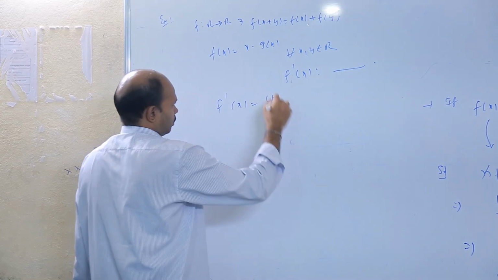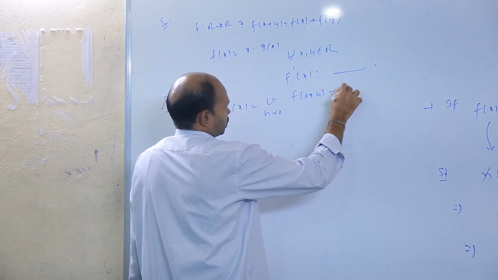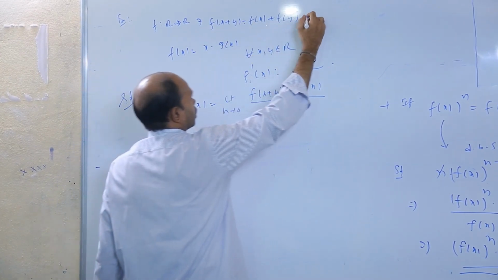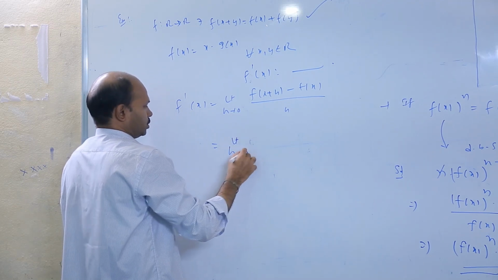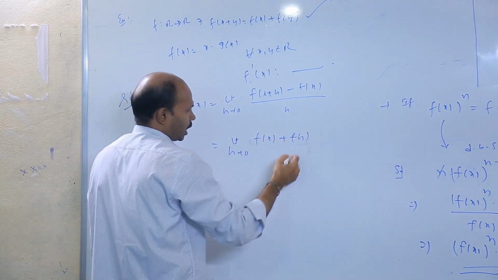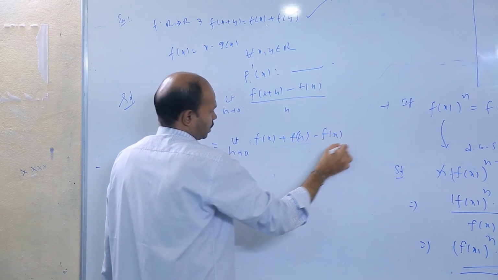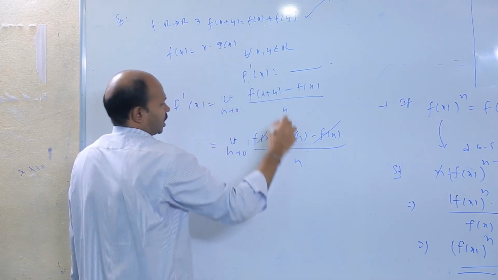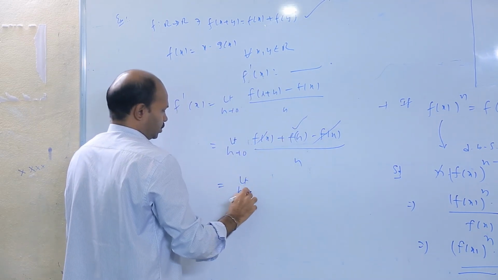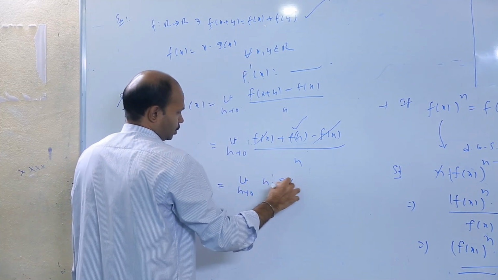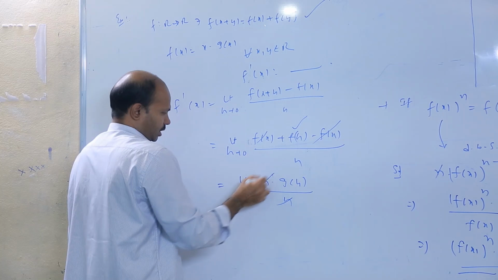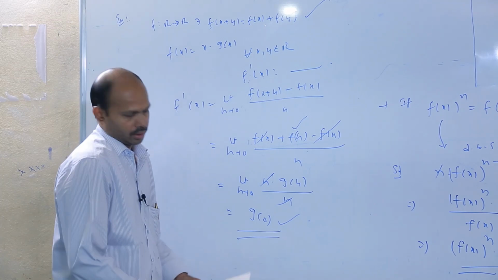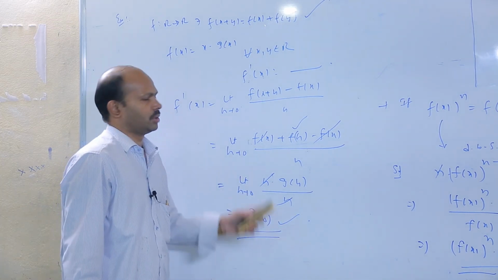All of you know that f'(x) is the limit as h tends to 0 of (f(x + h) - f(x))/h. What is the value of f(x + y) according to the given data? Limit h tends to 0, this is f(x) + f(y), y means h, minus f(x), divided by h. See the cancellation. Then what is f(h)? Limit h tends to 0, h g(h) by h. Cancel and apply the limit. Your answer is g(0). If you have some value, you can apply it. If you don't have the value, you leave it. That is one of your options.